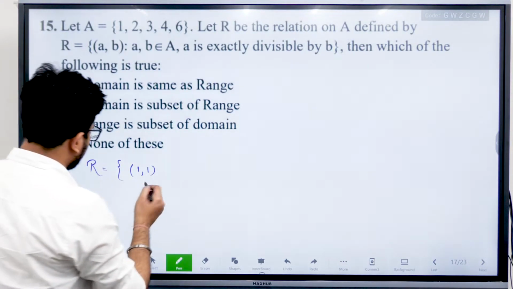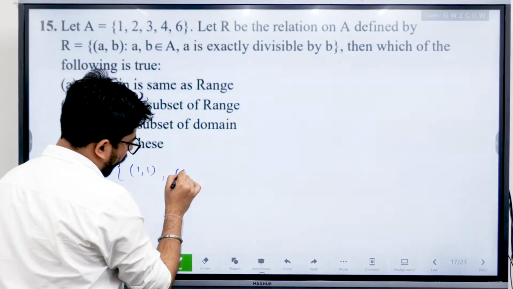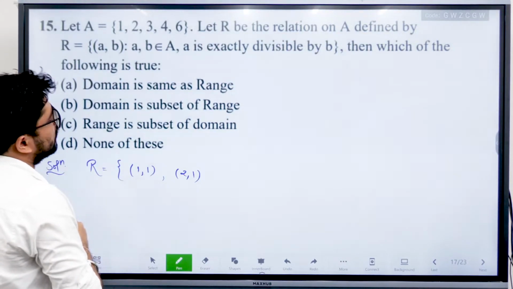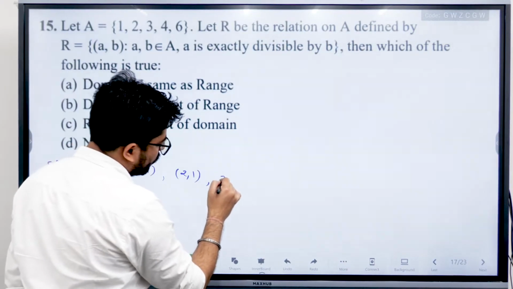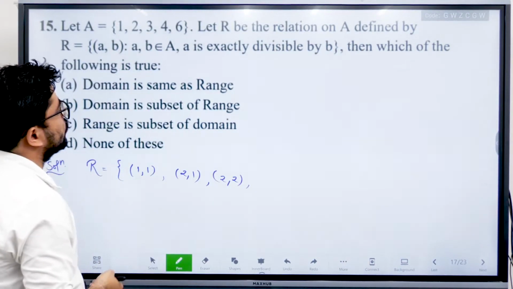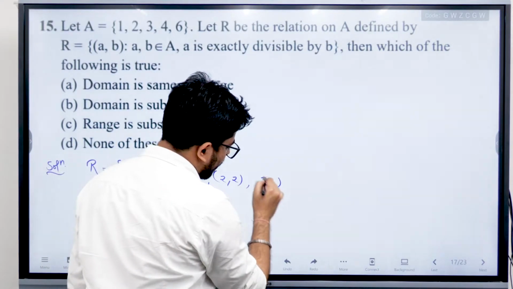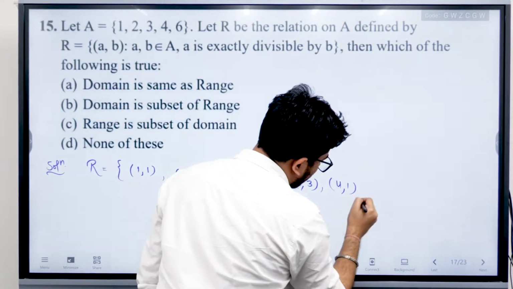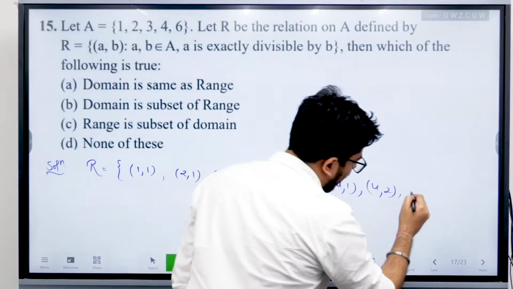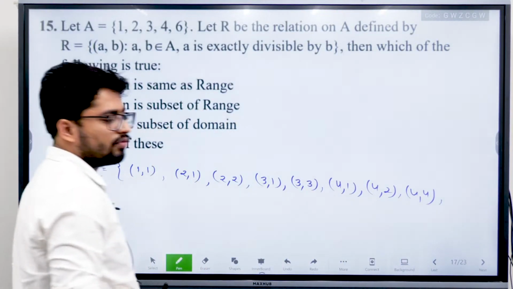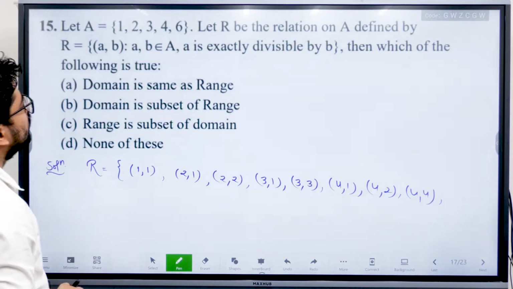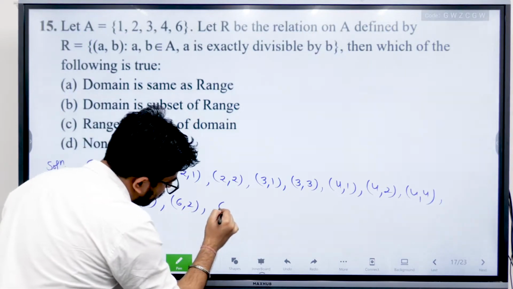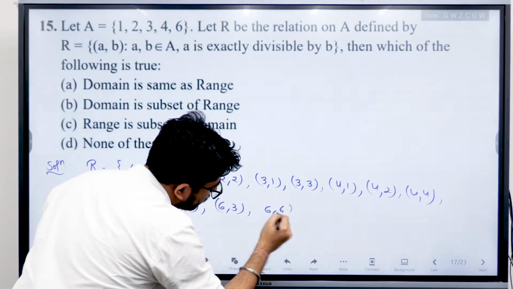Got it? If you take 2, you can take 1, yes, because 2 is divisible by 1. You can take 2 because 2 is divisible by 2. Yes, if you take 3, then (3, 1) and (3, 3). If you take 4, you can take (4, 1), (4, 2) and (4, 4). 4 is divisible by 1, 2 and 4. And for 6, you can take (6, 1), (6, 2), (6, 3) and (6, 6).